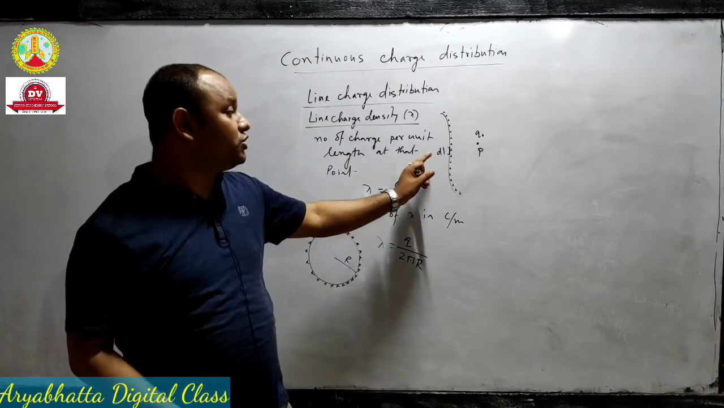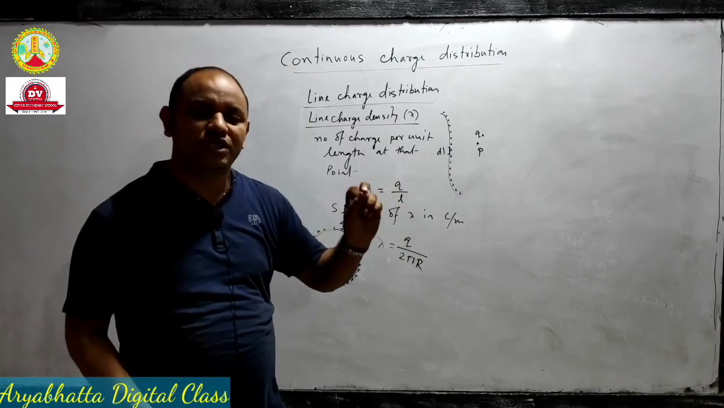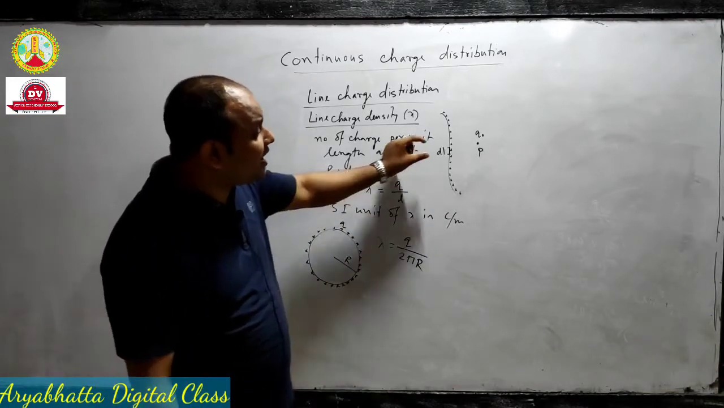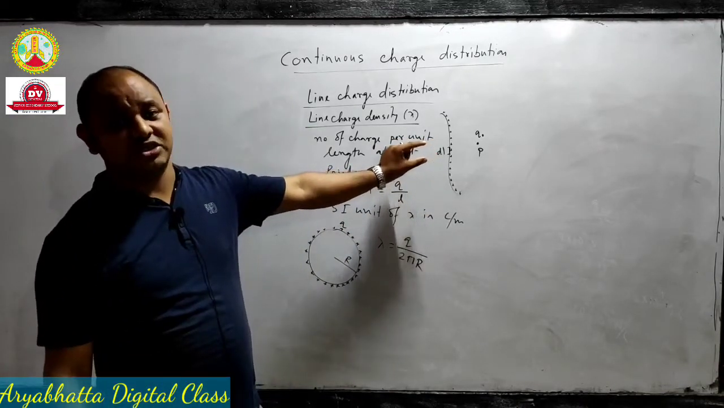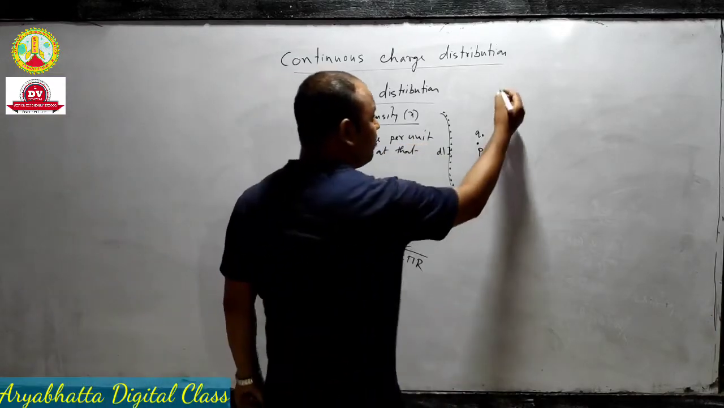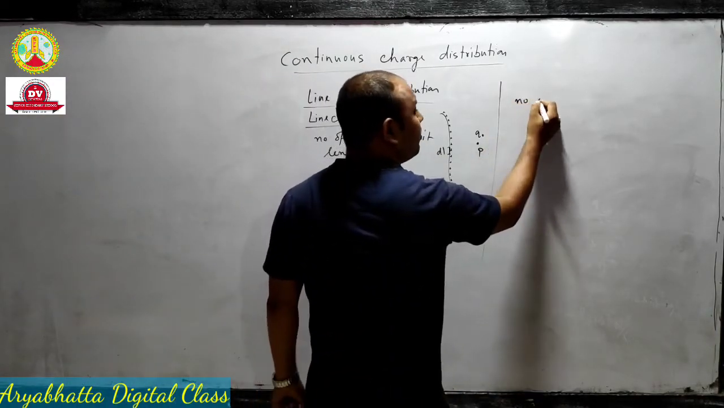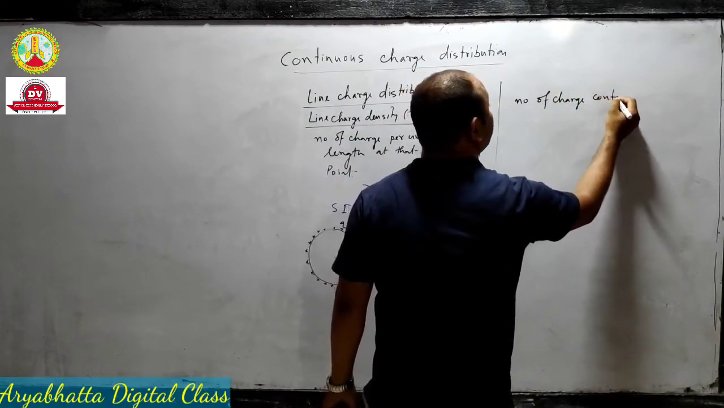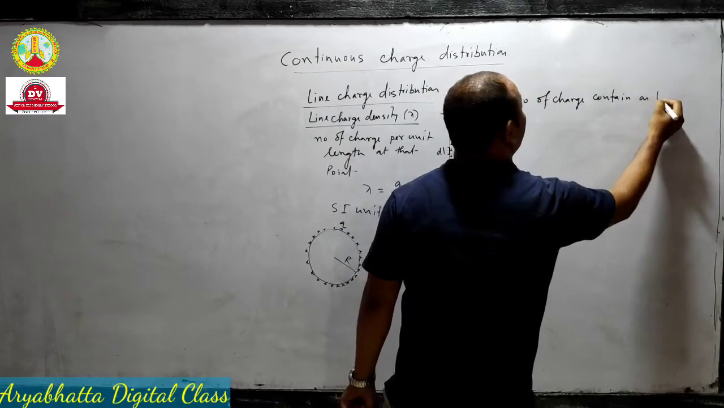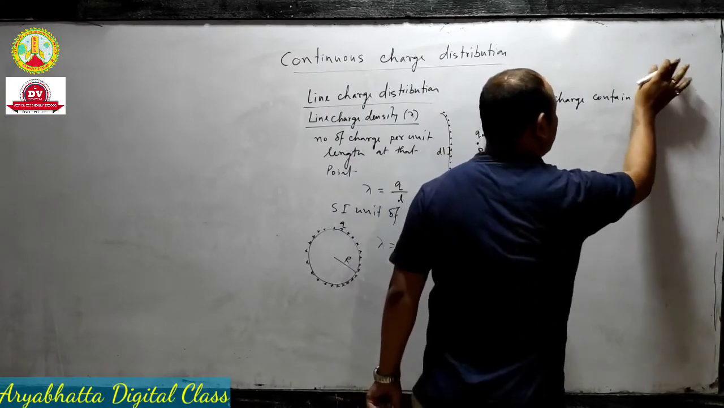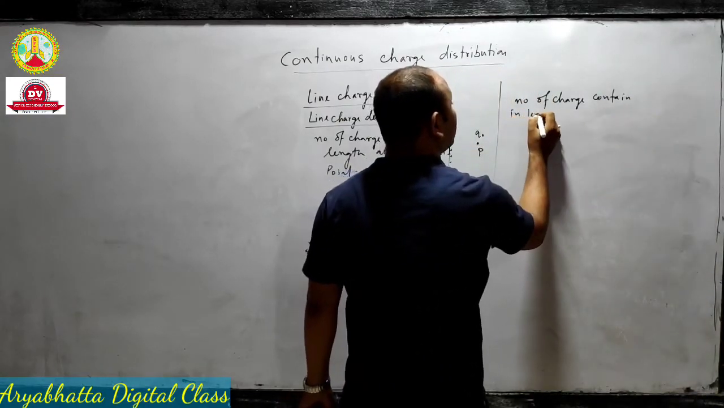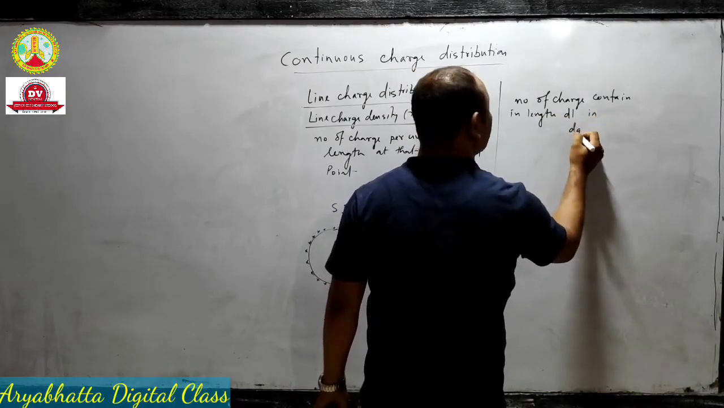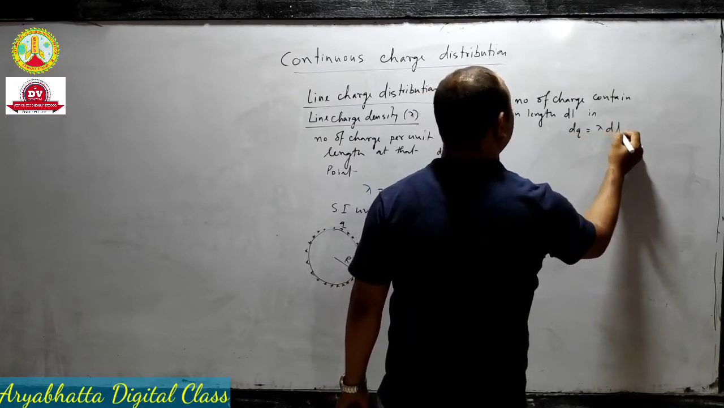Here d is used to represent small. We have considered a very small length element dl. On that length dl, what is the number of charge? The number of charge contained in length dl is dq, which will be equal to lambda into dl.